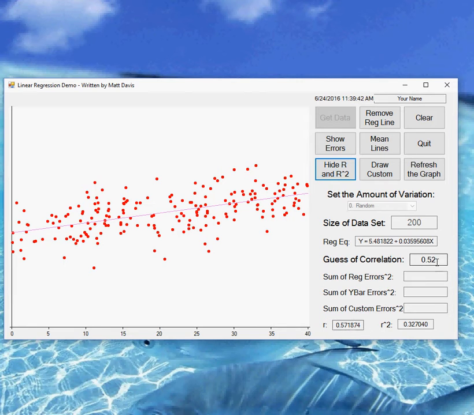This is 0.52. This is 0.571874. That's the real r. There's my guess. If you do the subtraction on these two, you will get 0.051874, which means it's over 0.05, so it's not close enough. Very, very close to being an acceptable one, but not quite. I guess that's good news for you because you get to see more examples.